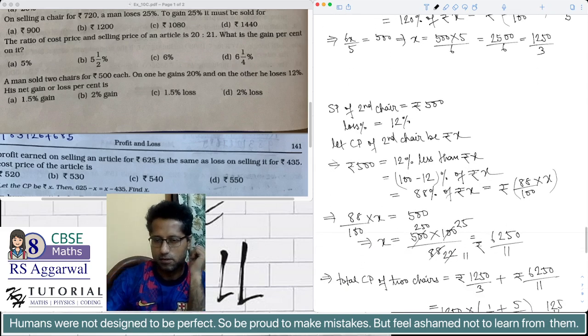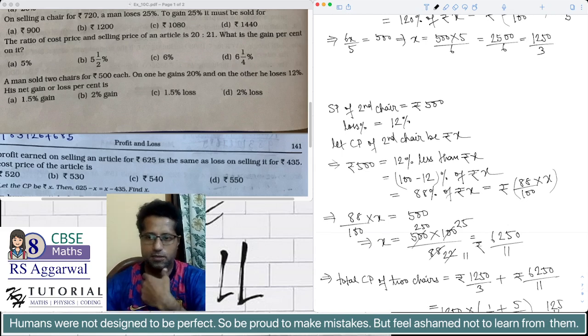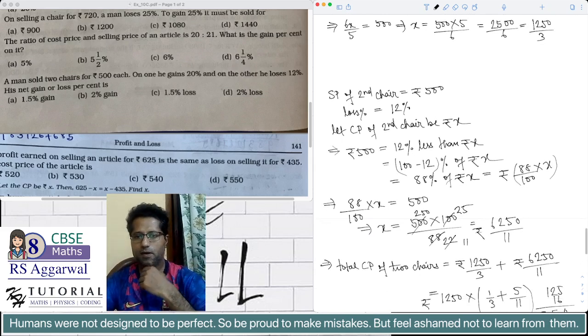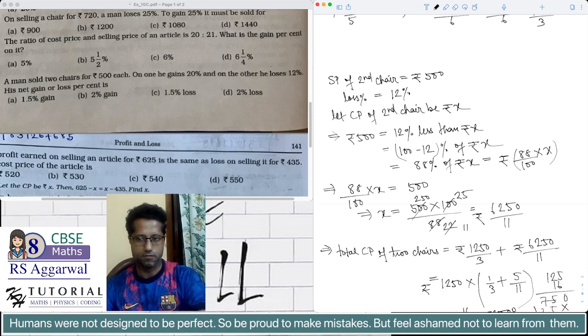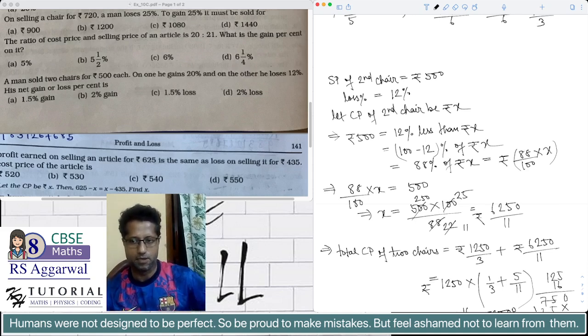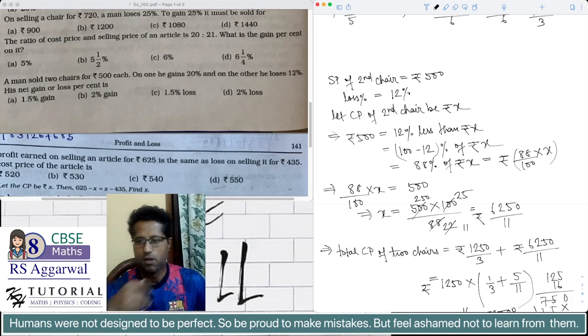Now for the second chair, there is a loss of 12%. So if we consider the cost price of the second chair to be rupees X, we have rupees 500, which is the selling price of the second chair, equal to 12% less than rupees X. 12% less means 100 minus 12% of rupees X. 100 minus 12 is 88. So 88% of rupees X is 88 by 100 multiplied by X. So we must have 88 by 100 multiplied by X equal to 500. Now this is actually equal to rupees 22x by 25.